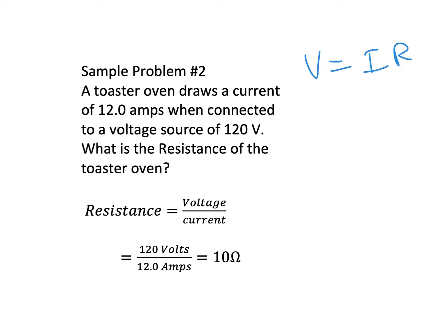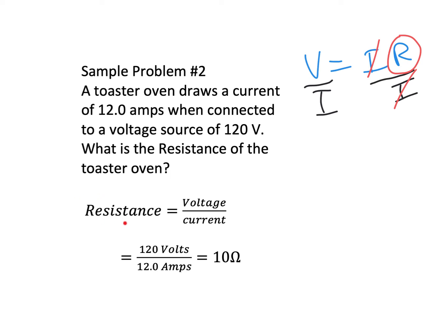So again, we want to get R by itself. And so in order to do that, we can divide both sides of the equation by I. And when we do that, over here, the I's will cancel and we'll have R by itself. And we get the resistance is the voltage divided by the current. R is V divided by I.